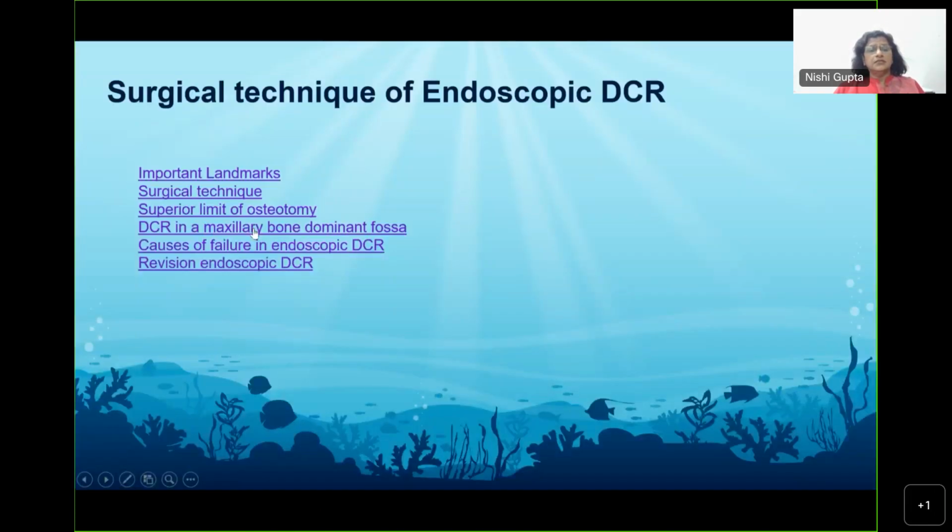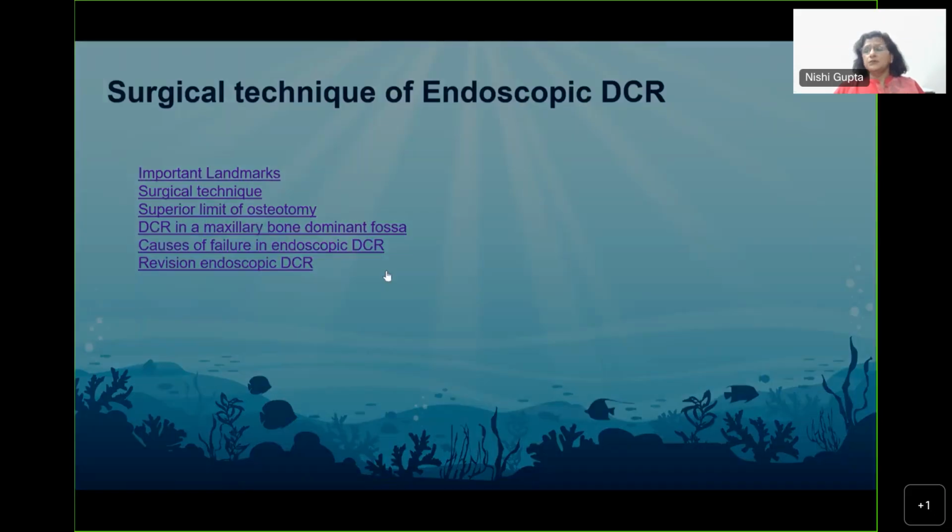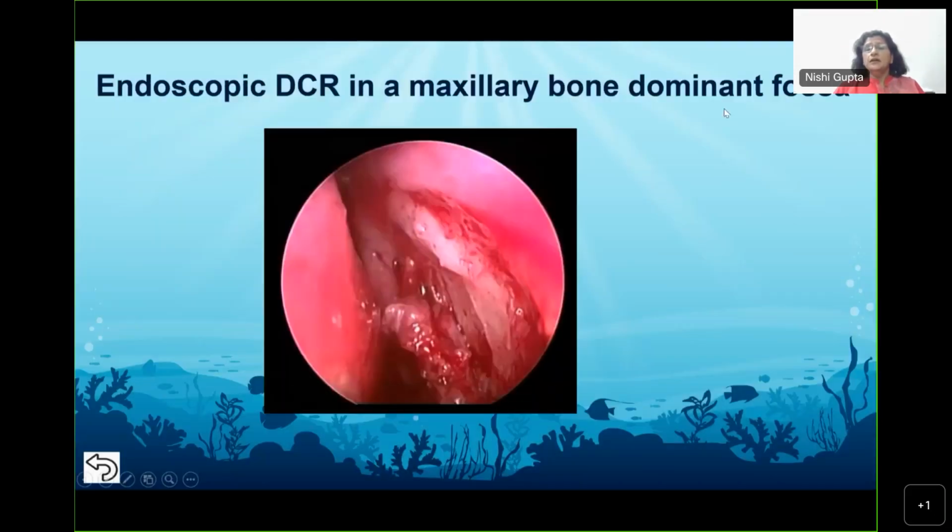Now let us see DCR in a maxillary bone dominant fossa. What is a maxillary bone dominant fossa? It is a situation in which the lacrimal bone is almost missing. The whole fossa is formed by the frontal process of the maxilla. So it's a very thick bone. We do not find a place to engage our bone punch.